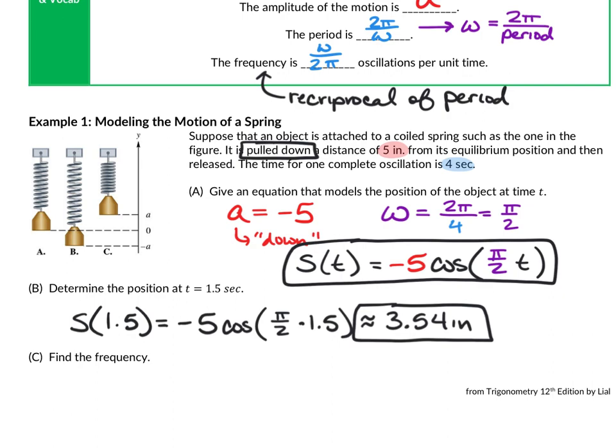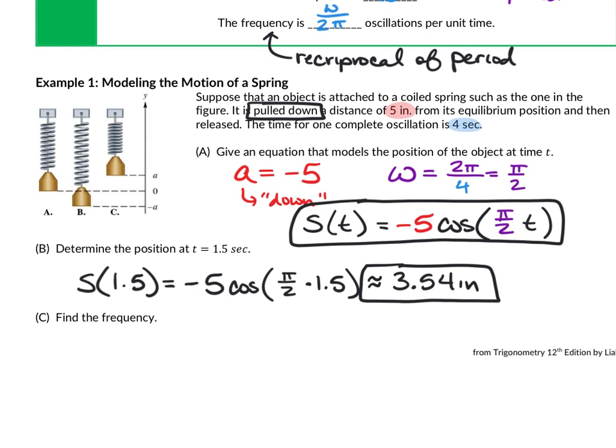Part C here says to find the frequency. Now, frequency can be made really hard. If you look at a graph, you're counting how many times the wave shows up in a particular time, or you just think about the fact that it is the reciprocal of the period. So the period of this function, it says that it completes 1 oscillation in 4 seconds.